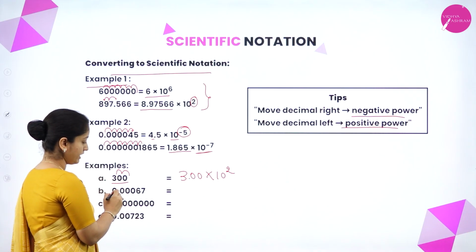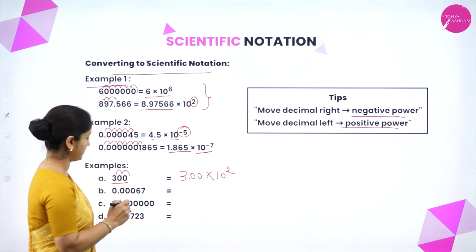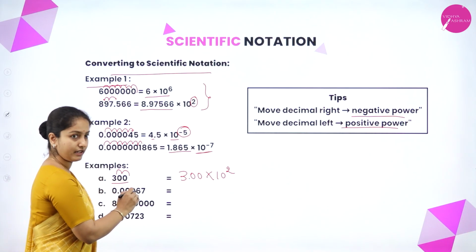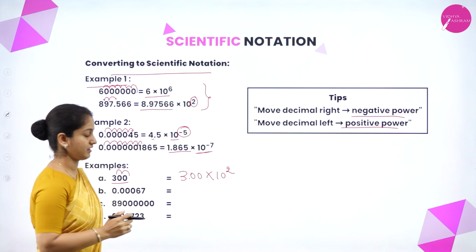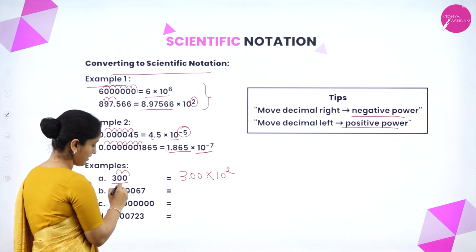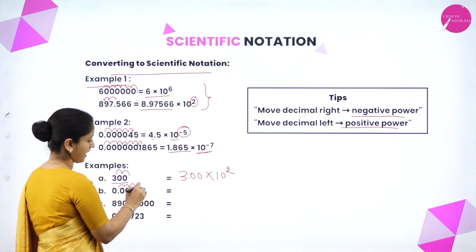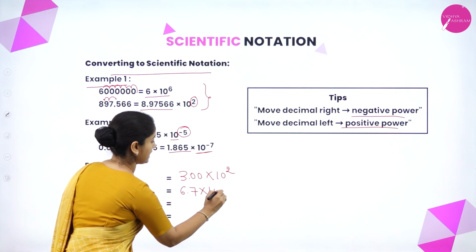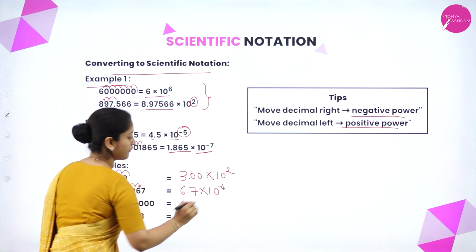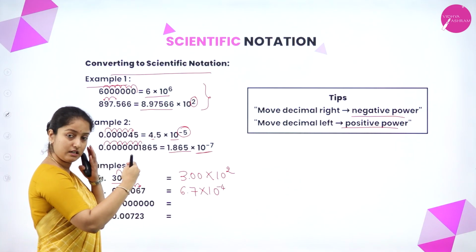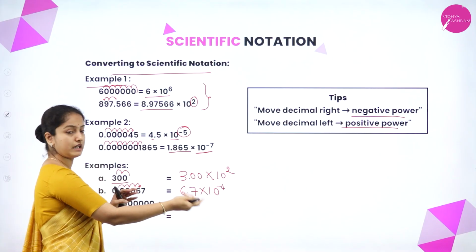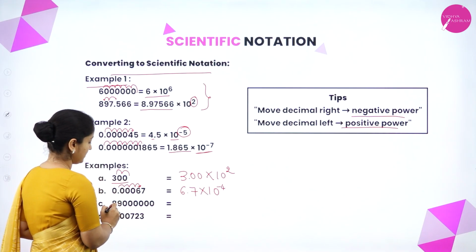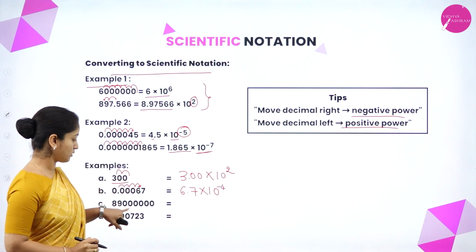Here in the second one, a decimal number is given. 3 zeros are there followed by 6, 7. We'll see how many times to move. 1, 2, 3 and 4. So it becomes 6.7 into 10 power minus 4 because we have moved the decimal from left to right side. Then C question, look at this question.